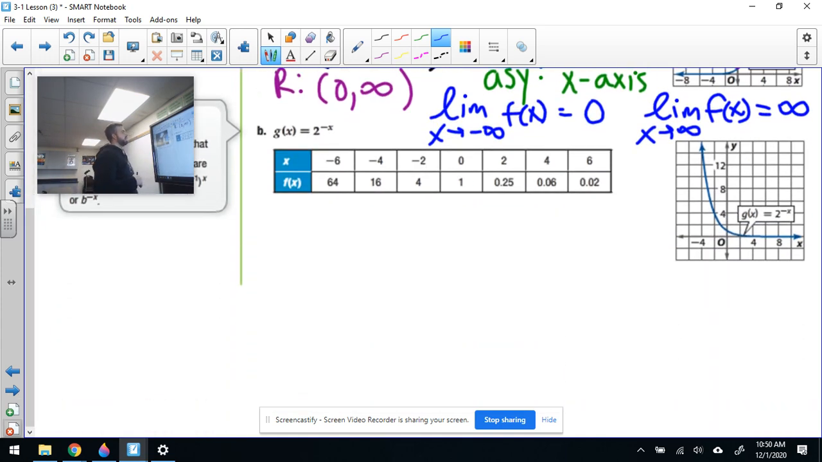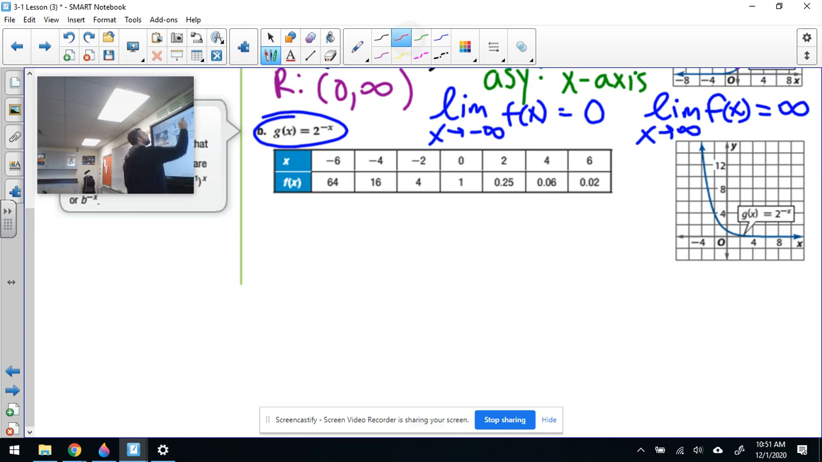Now, let's look at another example. We're going to look at g of x now. Okay, so I graphed this one, and you'll notice that this is 2 to the negative x. So the thing that we notice, I see, and I wonder about is that I now have a negative exponent, right? So as I put in negatives, remember, negative 6 would be positive 6. It's going to start high and go low.